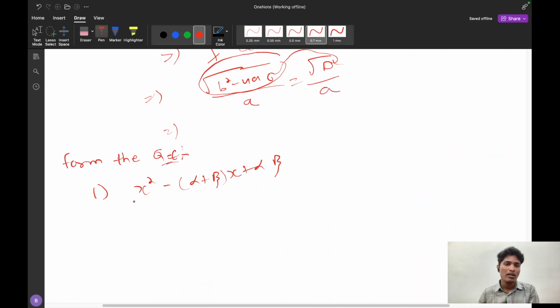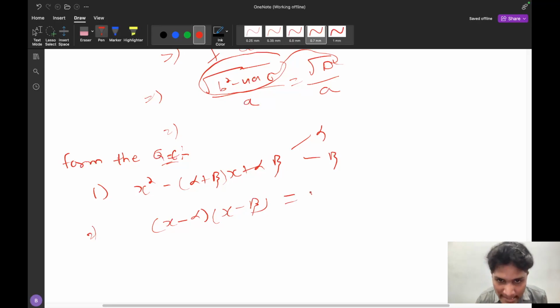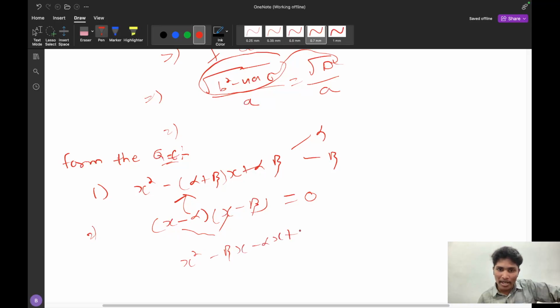This is the one case when alpha and beta values are given. But if we want to form the equation whose roots are alpha and beta, I can write x minus alpha into x minus beta is equal to 0. This is the equation, but there is a missing term here. If I open this, what will I get? I will get this expression. Verify it: x square minus beta x minus alpha x plus alpha beta is equal to 0. x square minus, if I take common, alpha plus beta into x plus alpha beta is equal to 0.